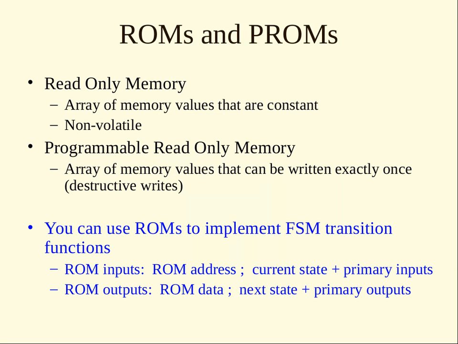All right, so I think we've talked about the state and how the state is going to hold how many coins we have. So next comes a read-only memory: an array of memory values that are constant, non-volatile. There are 2 different kinds of memories, the read-only and the programmable. Programmable read-only can only be written exactly once. We're not going to go into exactly how the programmable ones are created. I'm just going to show you how the regular ROMs are created.